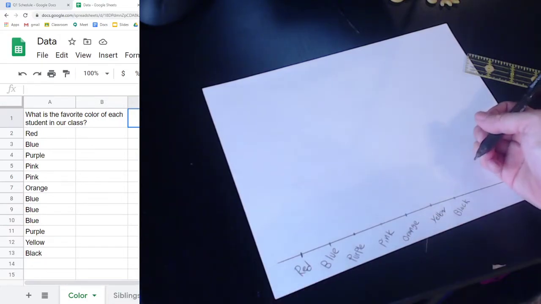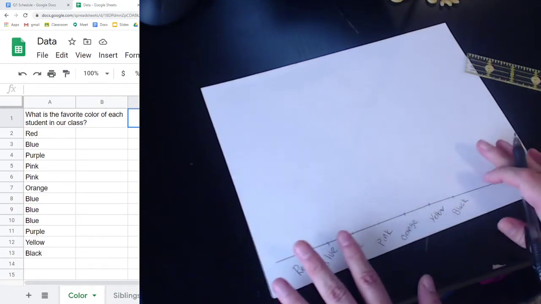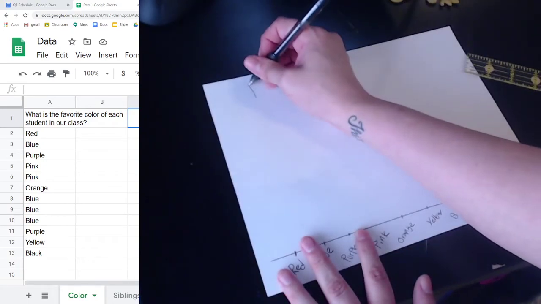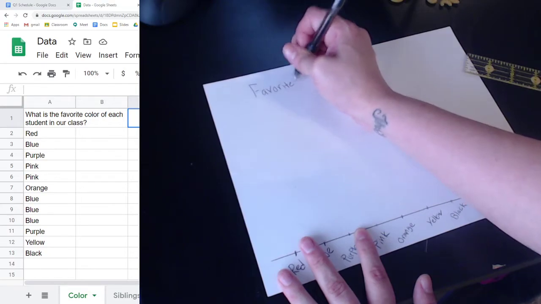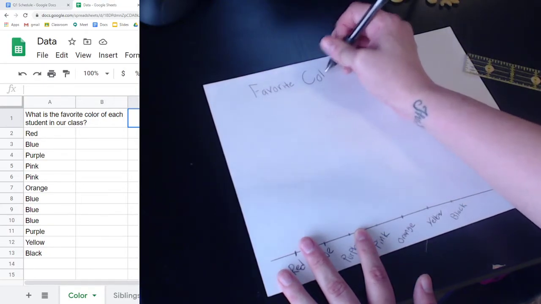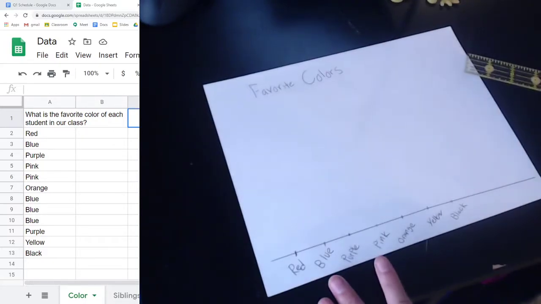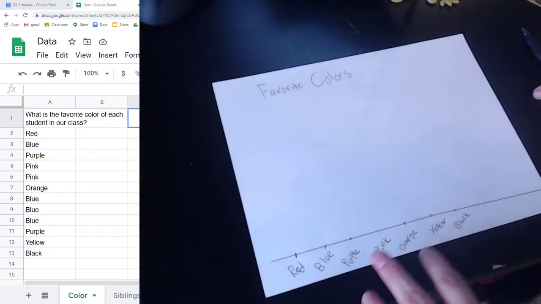So now I have my axis drawn, and every graph needs a title. So I'm going to title this one Favorite Colors, because the question was, what is the favorite color of each student in our class? Okay, so now that we have our axis and our title, we can start putting our dots.